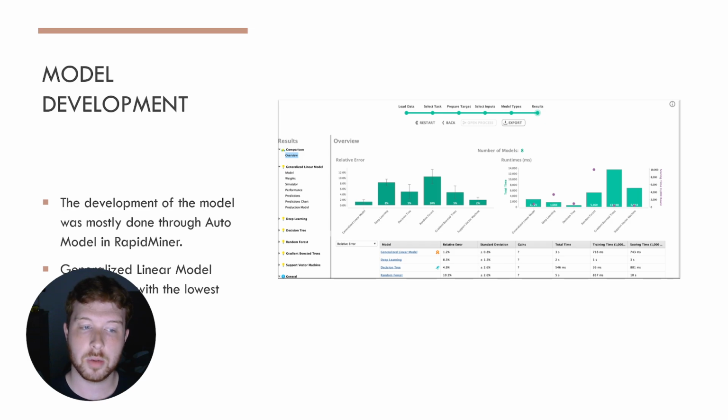Now, the generalized linear model stands alone with the lowest relative error. We can see here a screenshot from the auto modeling process that has the generalized linear model, or the GLM, at a relative error of 1.2%, with a standard deviation of less than one, at 0.8%. This means that the GLM is actually very precise, especially when compared to the other models. We can see deep learning having an 8.3% relative error, decision tree at 4.9, and a random forest at 10.5. Now, this is all also taking into consideration the time it takes to produce these numbers.